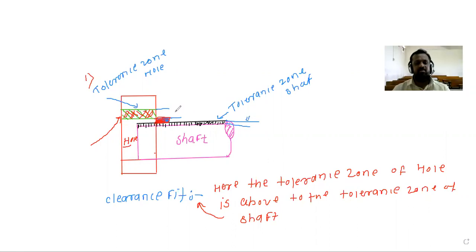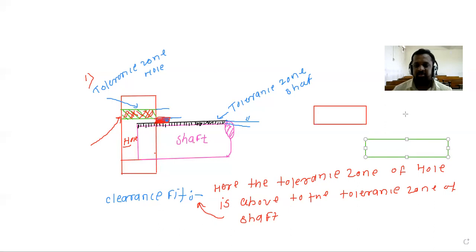Clearance fit is nothing but, you have to remember, the tolerance zone of the hole will be above the tolerance zone of the shaft. Such a condition is called the clearance fit. Then how do we show it graphically? Suppose this is the tolerance zone for the shaft, and this is the tolerance zone for the hole, it is clearance fit.